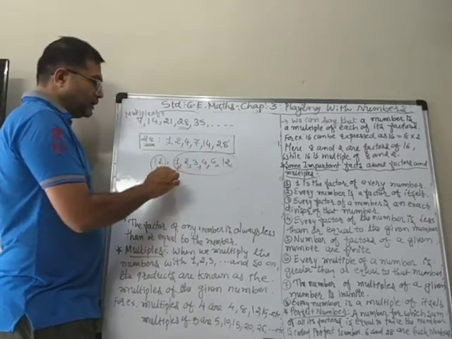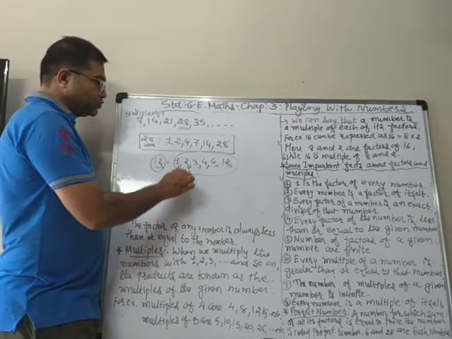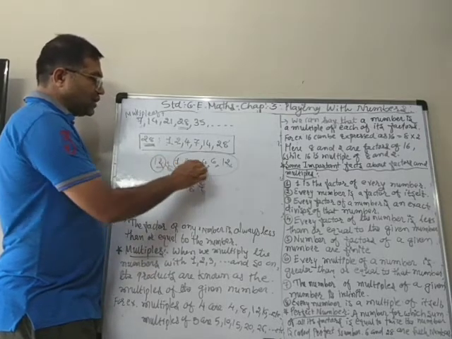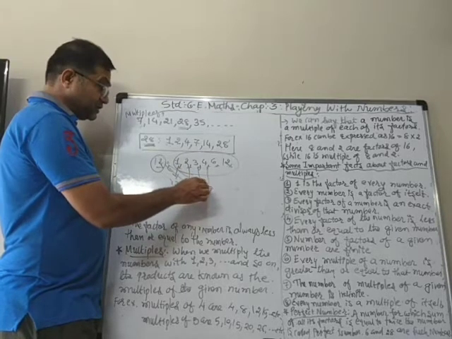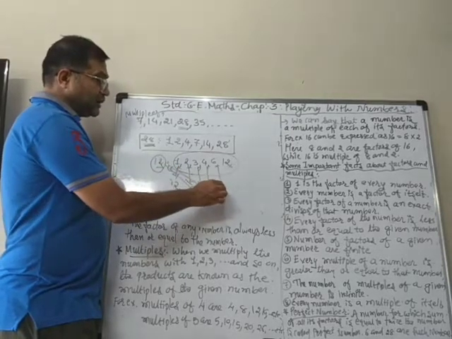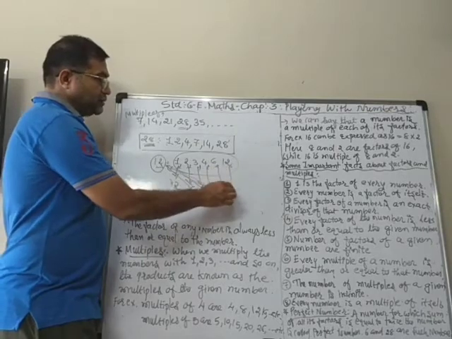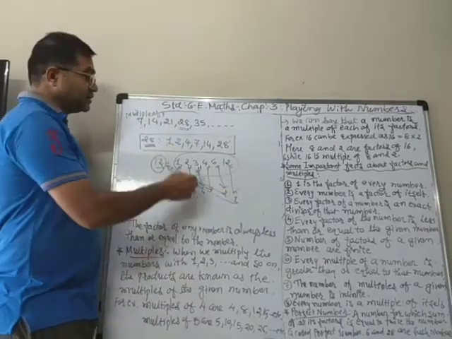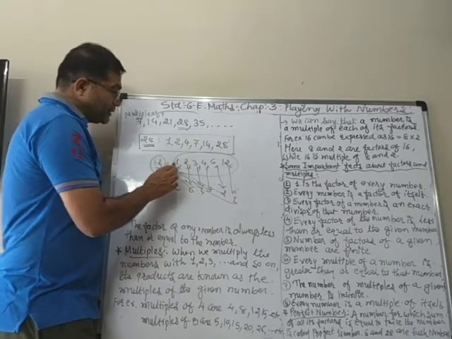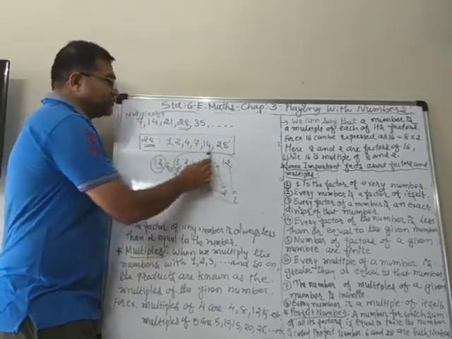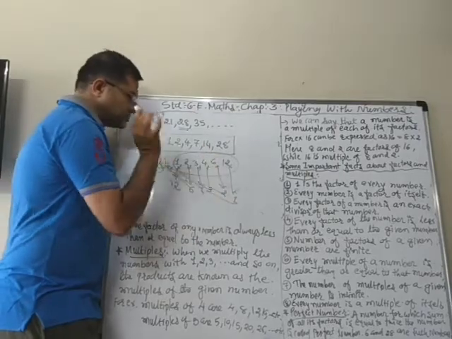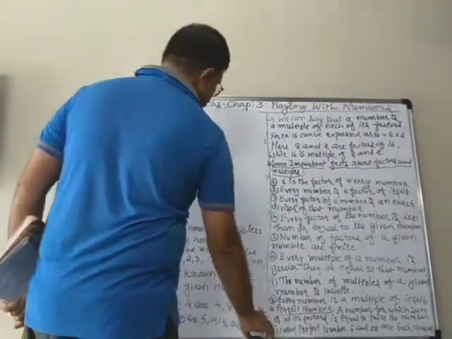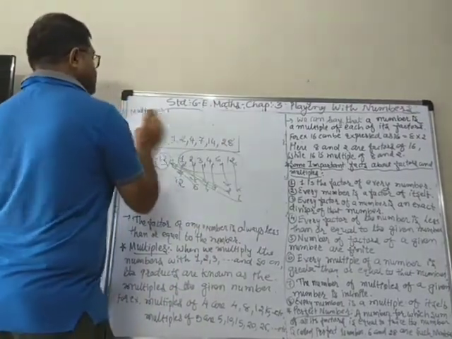Because 1 multiplied by 12 is 12, 2 multiplied by 6 is 12, 3 multiplied by 4 is 12, 4 multiplied by 3 is 12, 6 multiplied by 2 is 12, and 12 multiplied by 1 is also 12. So we can say that 12 is a multiple of each of its factors. That is the truth, so we wrote that down in that list.